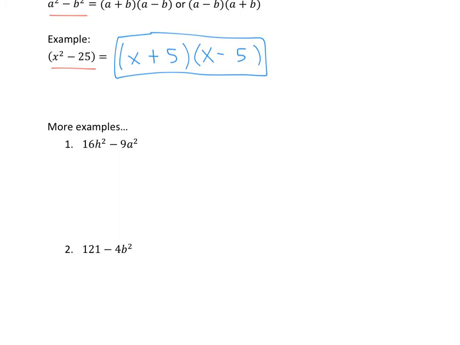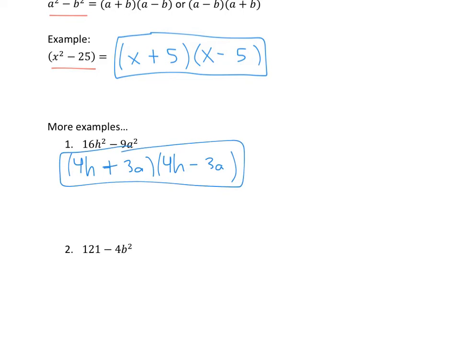16h squared minus 9a squared, and it only works to factor these when, again, I have a subtraction sign in between these two terms. This is the quick way to factor. So we take the square root of 16h squared and get 4h, and that goes in the first spot of each binomial. And the square root of 9a squared is 3a, and then one is a plus sign, one is a minus sign, and that would be my answer.